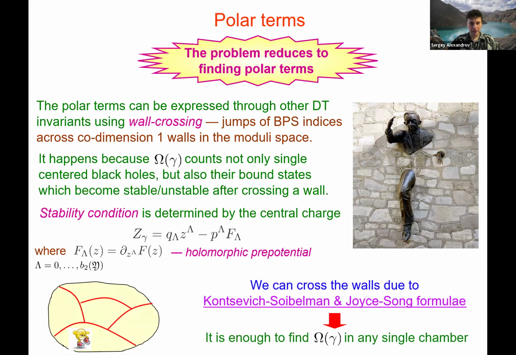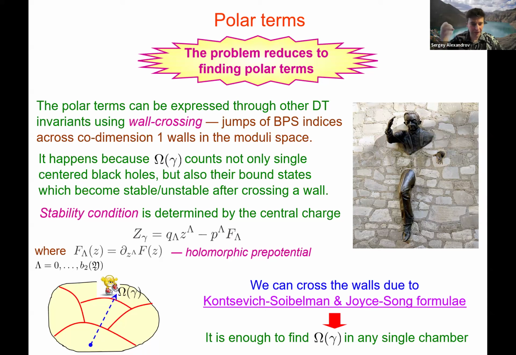Okay. And the good news is that actually we know how to cross walls, at least in principle, because these BPS indices, they satisfy the Kontsevich-Soibelman or Joyce-Song wall crossing formulas. So at least in principle, we can start in any point in the moduli space and go to the chamber which we are really interested in.